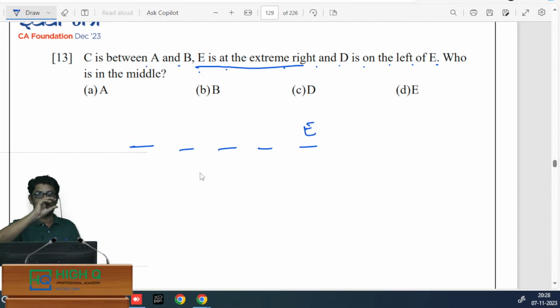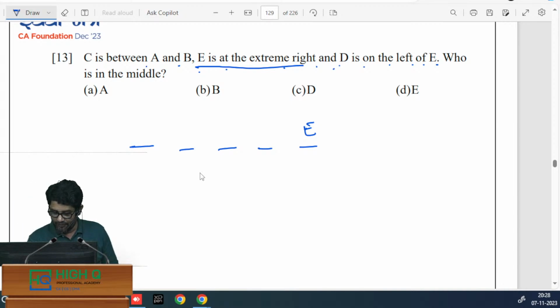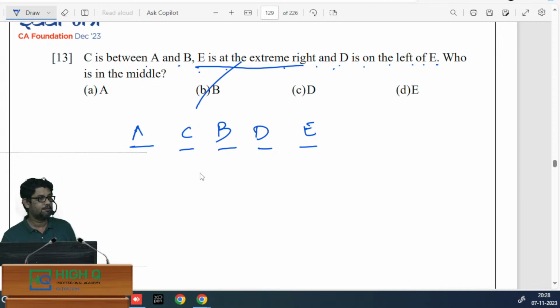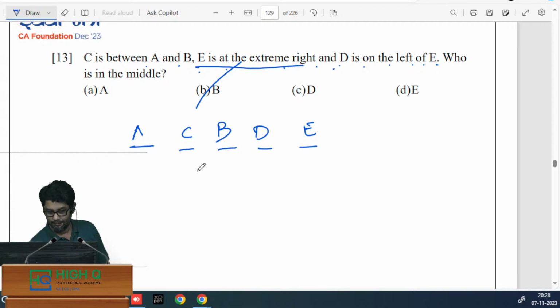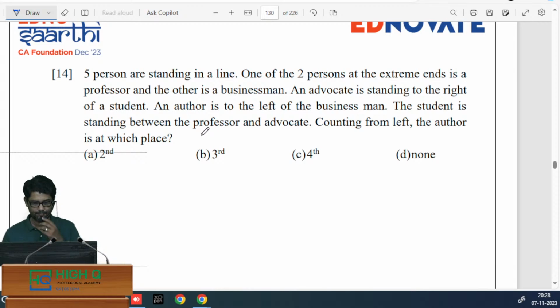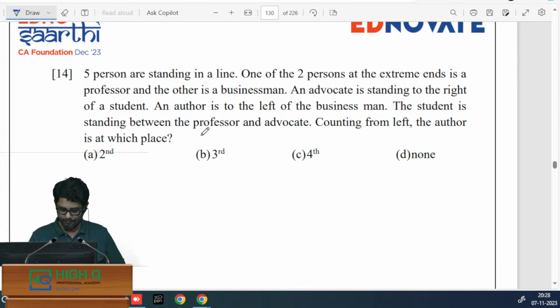First, always the position you know that you need to fix first. Next step. D is on the left of E. Okay. C is between A and B. Now who is in the middle, my dear? B. B is in the middle. Five persons, of course we can do it, but the question is little lengthy. 5 persons are standing in a line, so total 5 people.